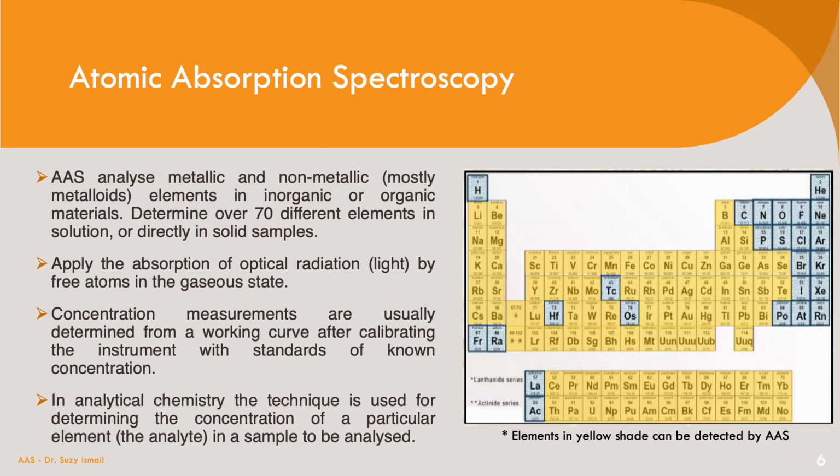Now, let us see what are the things that we can analyze. AAS is a method we use to analyze both metallic and non-metallic elements found in all sorts of stuff, whether it is inorganic or organic material. Think of it as a way to figure out what elements are present in a sample.